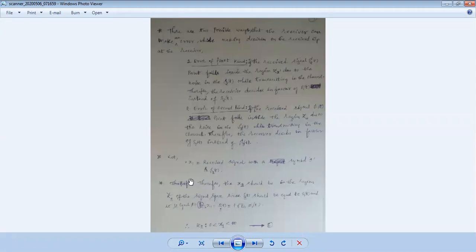Please don't get confused. Here, a book has been utilized, where S is for signal transmission.